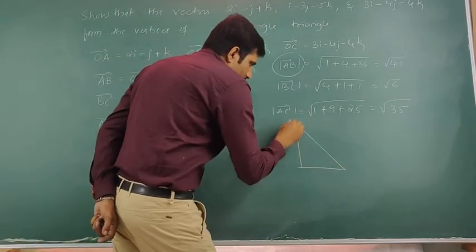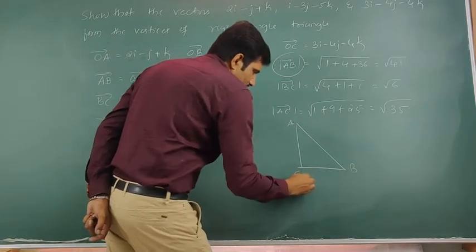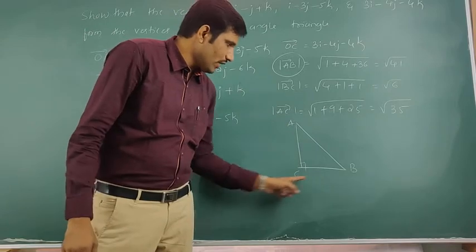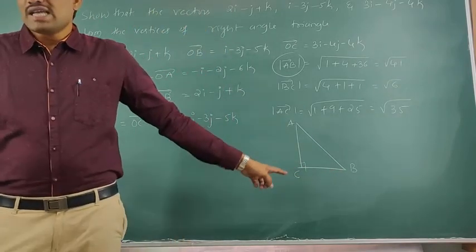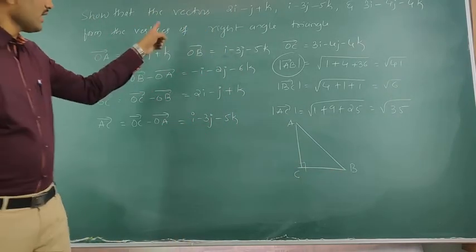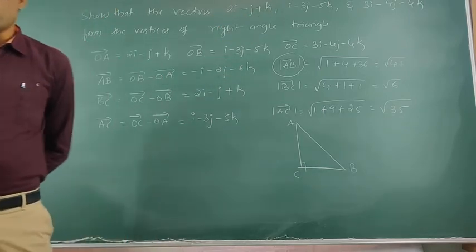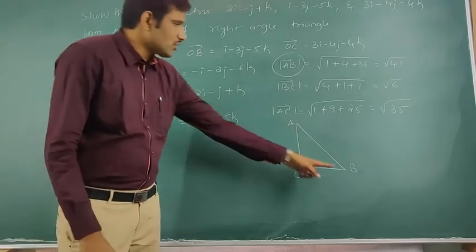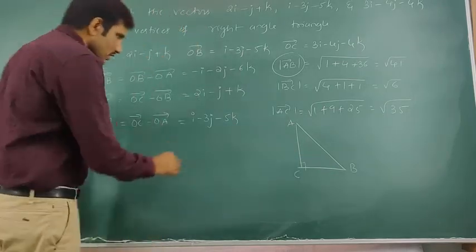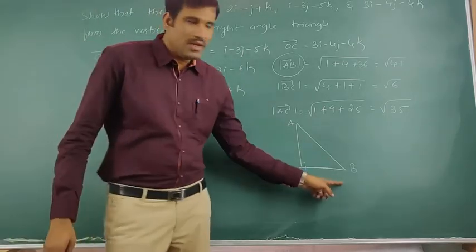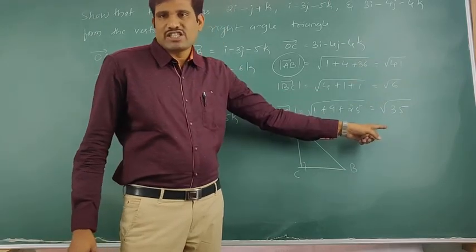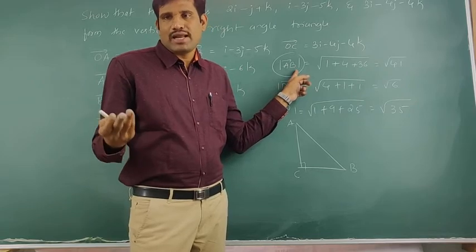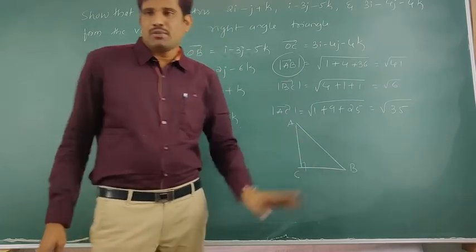Now draw the triangle. This is AB, and this is C. If AB square is equal to AC square plus BC square, satisfying the Pythagoras theorem, then I can say these are the vertices of a right angle triangle. Why have I taken the hypotenuse as AB? Out of these three, AB has the maximum magnitude, and in a right angle triangle the hypotenuse has the maximum length.